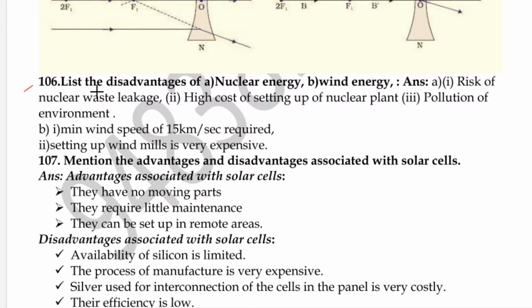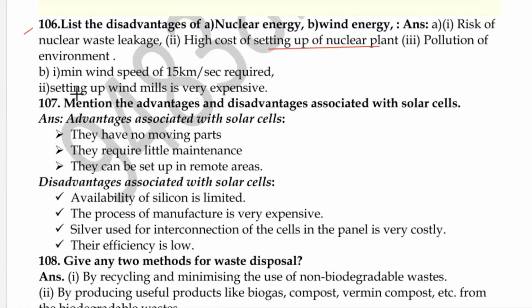Next question. List the disadvantages of A, nuclear energy, B, wind energy. We can see the disadvantages of number 1, nuclear energy: risk of nuclear waste leakage, high cost of setting up a nuclear plant, pollution of environment. And the B, wind energy, disadvantages are: a minimum wind speed of 15 km per second is required. Setting up windmills is very expensive.